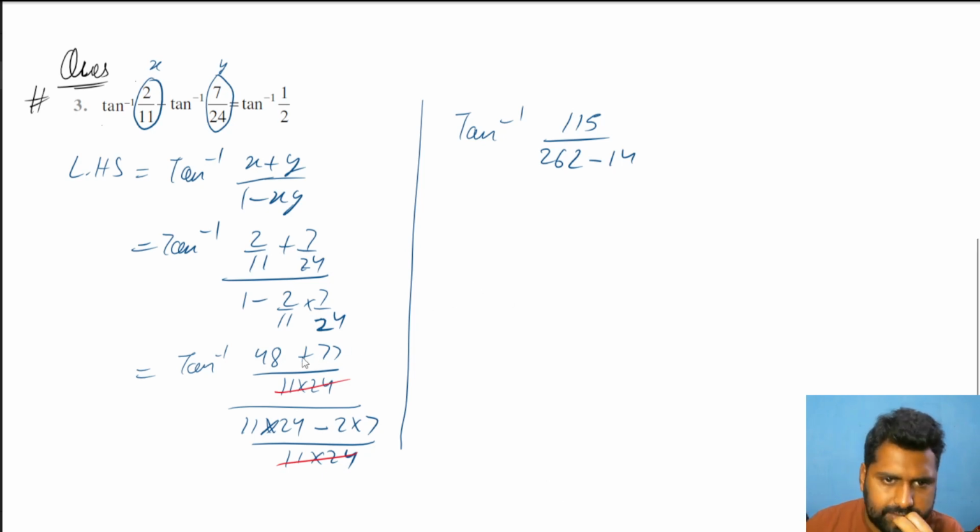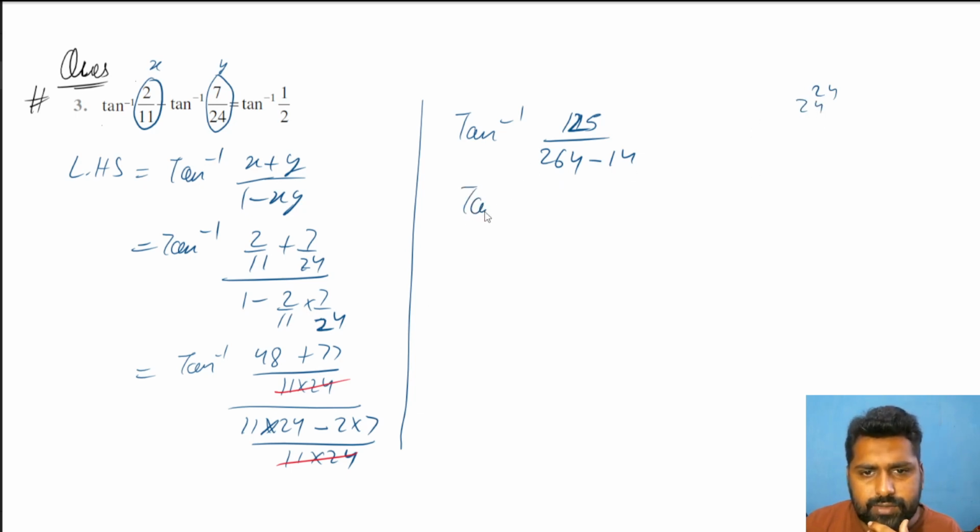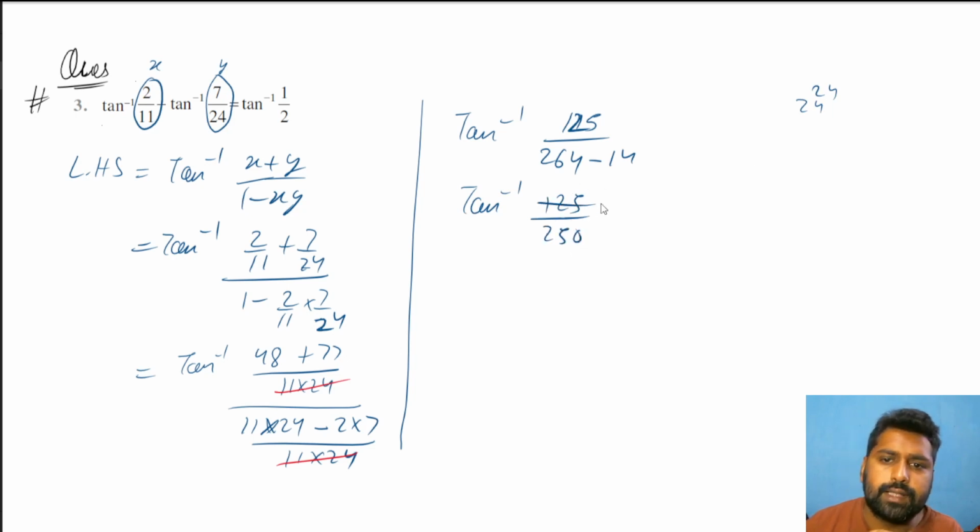Sorry, 7 and 48 is 125, no? So 24 into 11 is 264, minus 14 becomes 250. That becomes tan inverse 125 by 250. That's it, solved. 1 by 2. So yes, we have proved it, tan inverse 1 by 2.